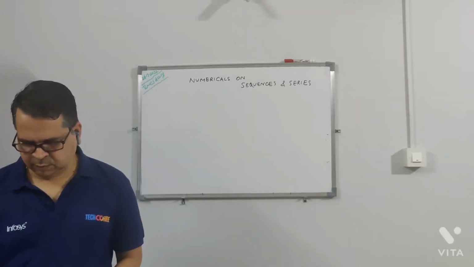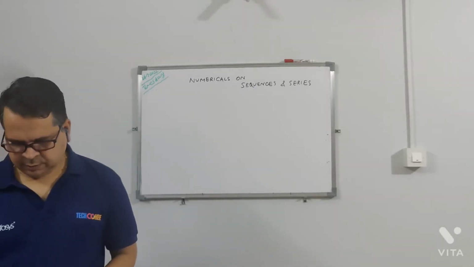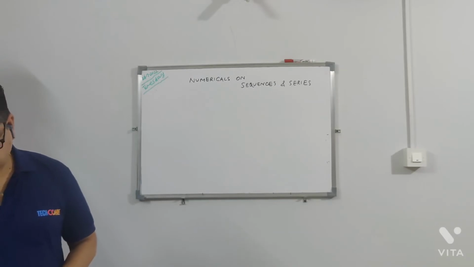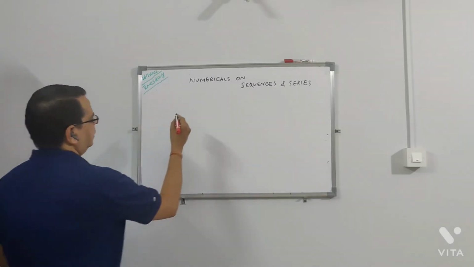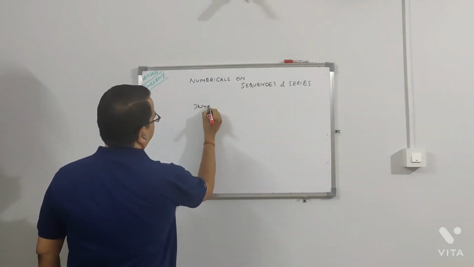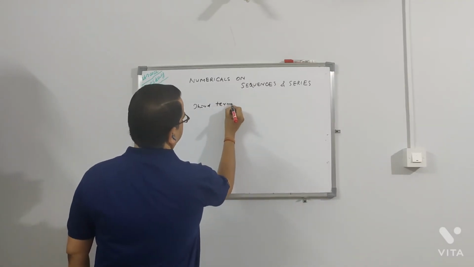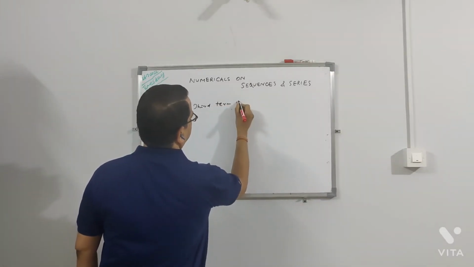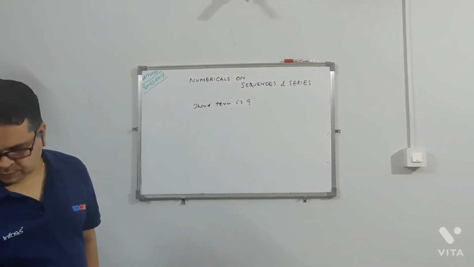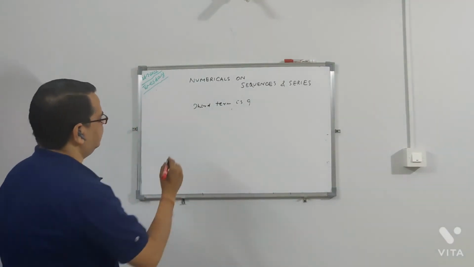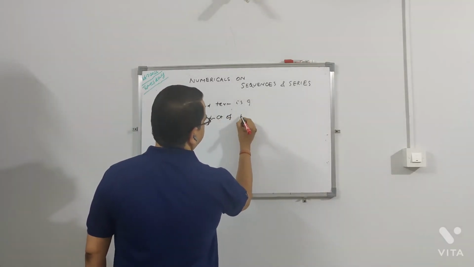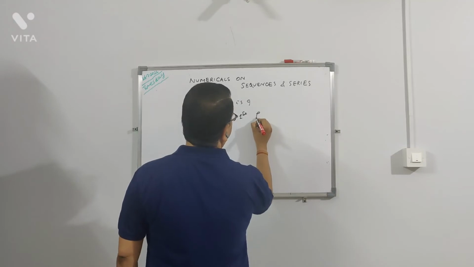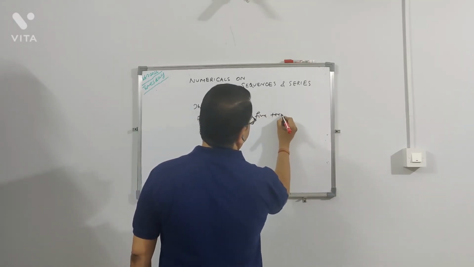So the third term of a GP is 9. The product of first 5 terms is, okay. So we do something like this. Let us say the third term A3 is 9. The third term is 9. The product of first 5 terms is how much?